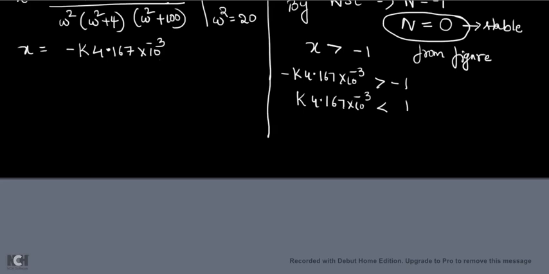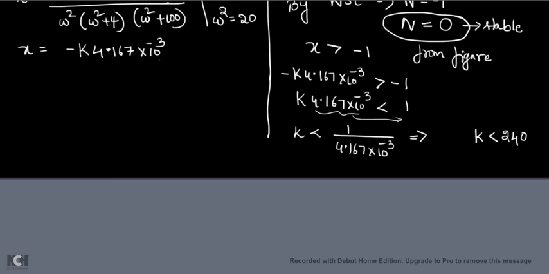Now you take this number to the denominator on the right hand side. So K should be less than 1 divided by 4.167 into 10 power minus 3. Now what do you get? What did you get in the calculator? 1 divided by 4.167 into 10 power minus 3. If you do it in the calculator, your answer will be approximately 239.998, which I am approximating to 240.